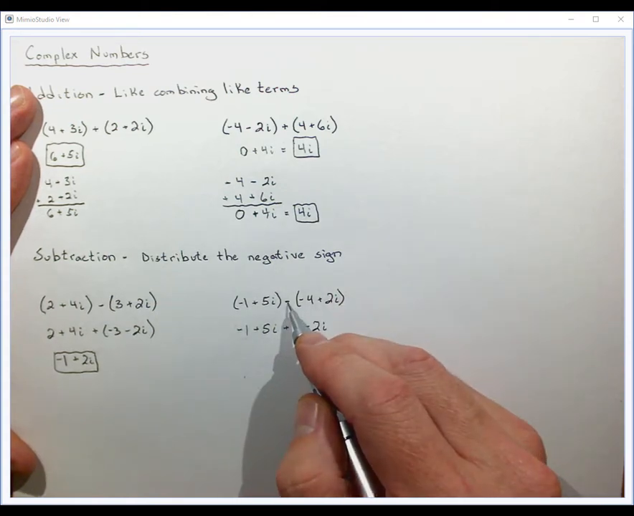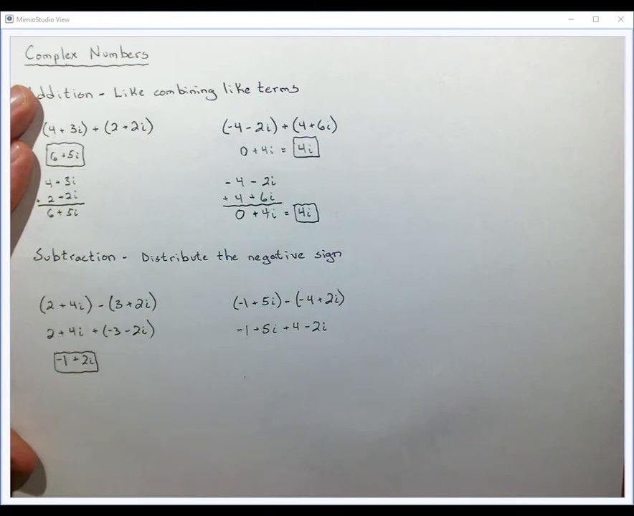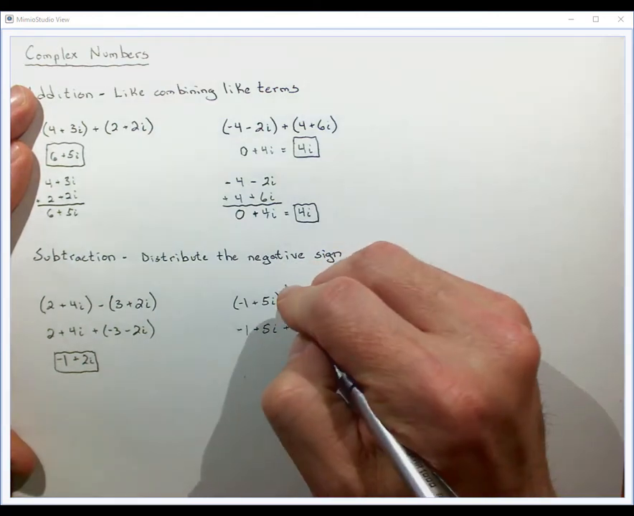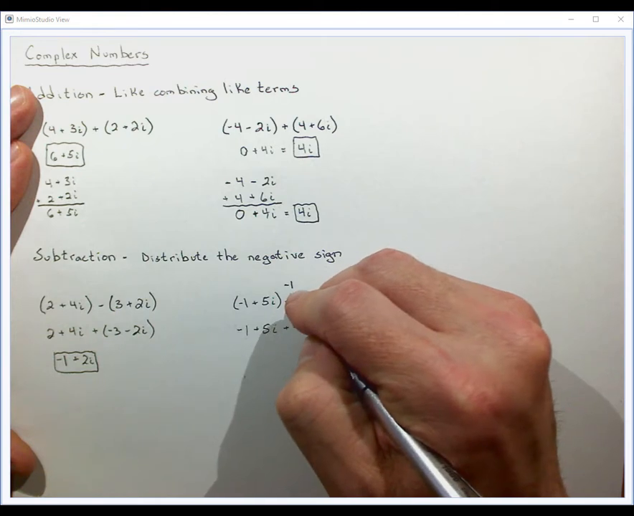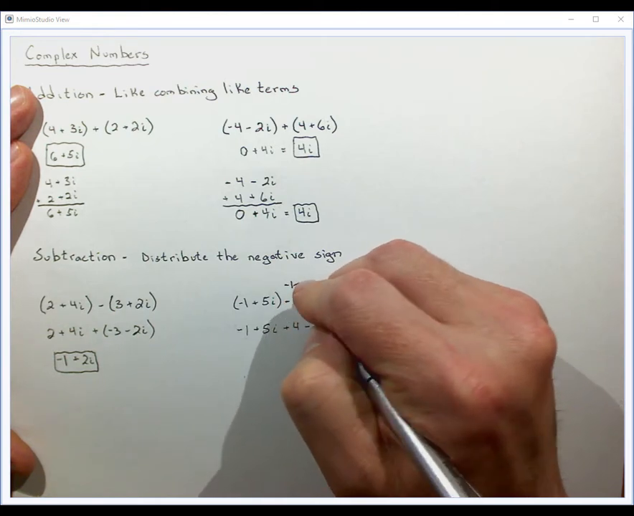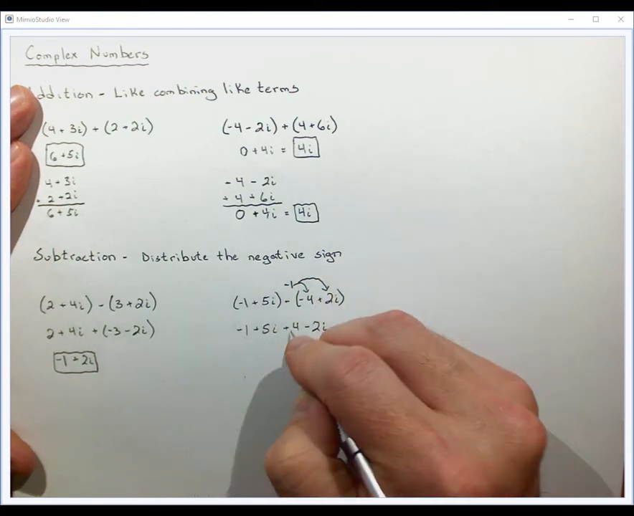Whenever you're distributing a negative sign, just in case you don't know, you can view this as a negative 1 and it's like you're multiplying it. You're saying a negative 1 times this and a negative 1 times that. That's how the signs flip.